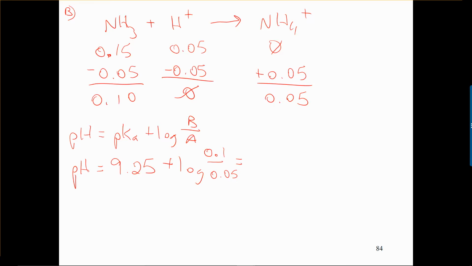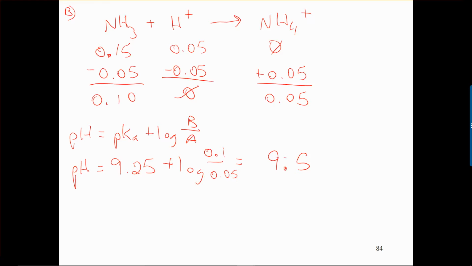Okay, so my pH equals what? That's the log of 2. Oh, that's right. 9.5? Yeah, 9.5. Okay. How do you know when to use the anti-log and the log, the negative log?